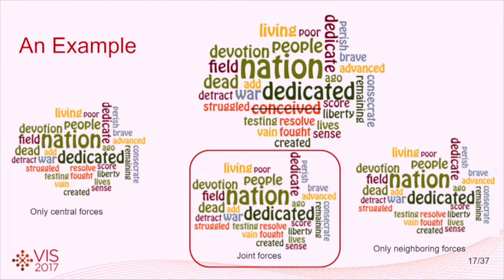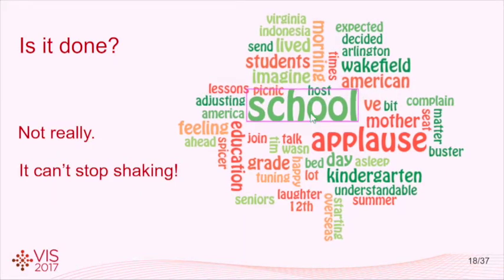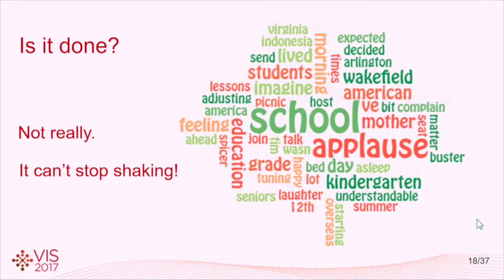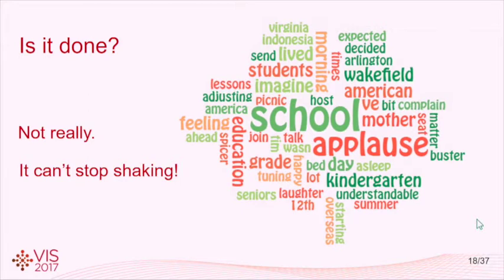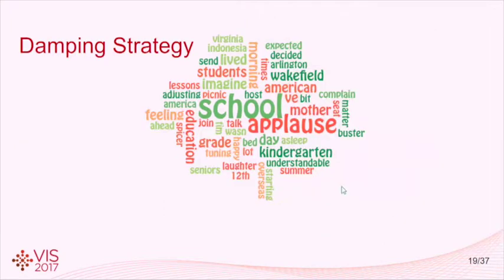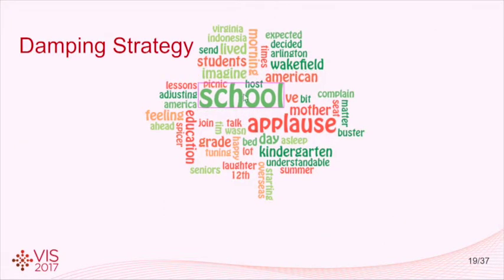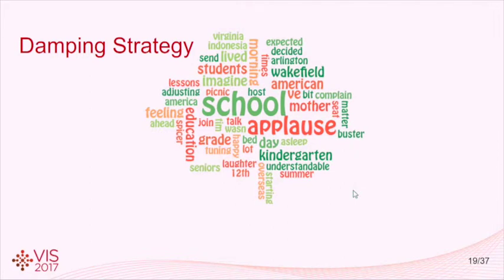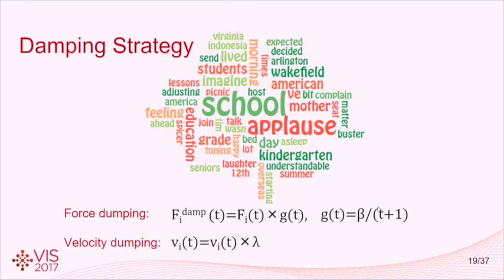Is it done? Not yet. You can find that the system is not stable. The words seem to be shaking. This is because directly applying forces to words will cause the system to halt. The words shake around at each iteration step. So how to solve this problem? The answer is to apply two damping strategies, force damping and velocity damping. Now you can see the shaking disappears.